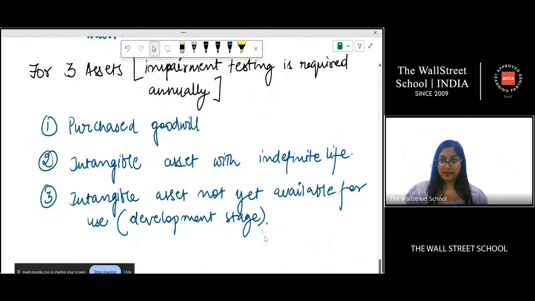Then we have three assets for which we need to make sure that the impairment testing is done annually. One of them is purchased goodwill. What do we mean by purchased goodwill? Whenever we acquire any business, whatever premium amount we are paying for purchasing that business is the goodwill amount that we are paying. So that purchased goodwill is recorded in our books, and for that we do the impairment testing, to see whether the value of that particular asset has fallen. If yes, then in that case we need to write it off.